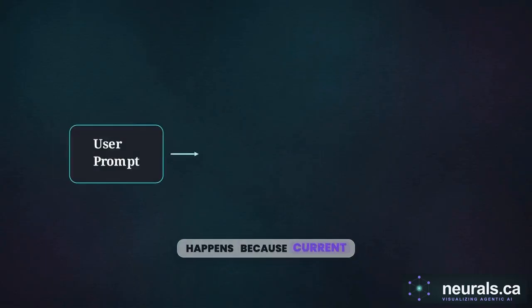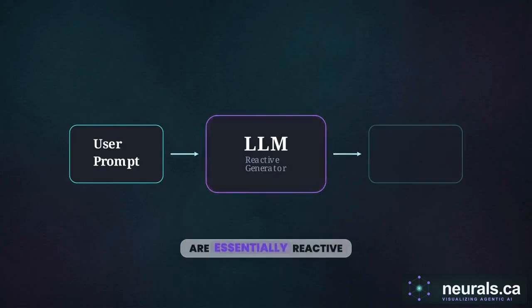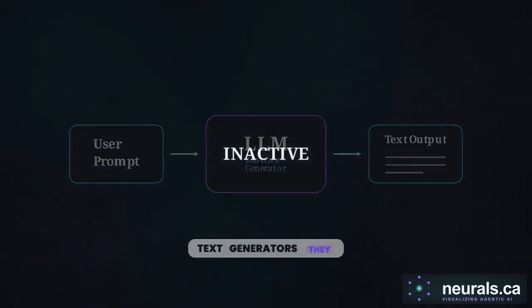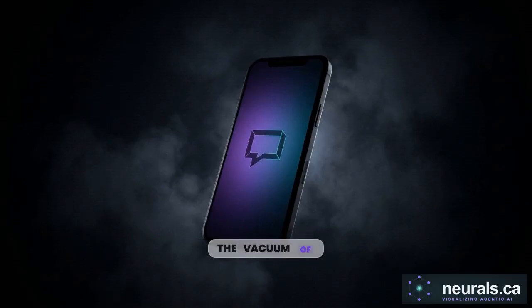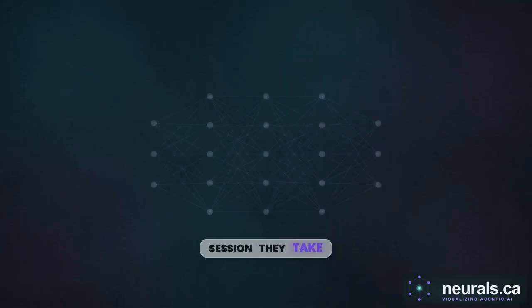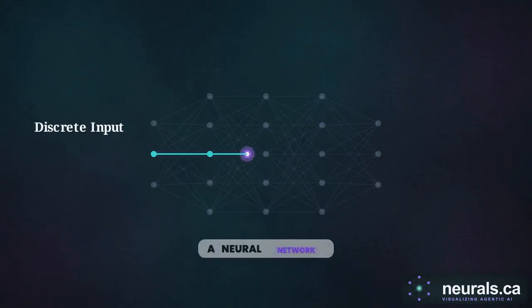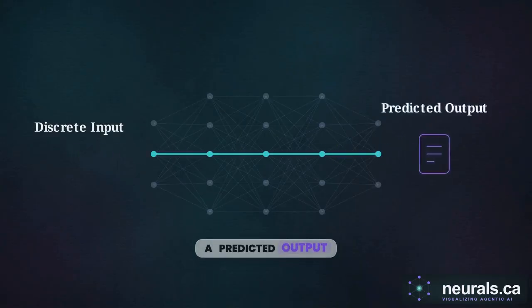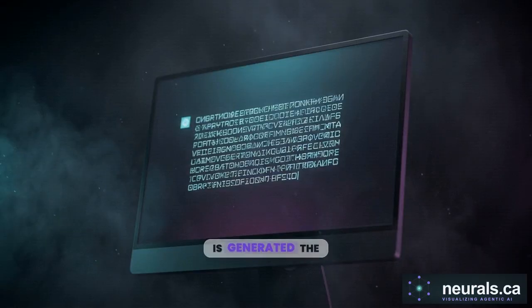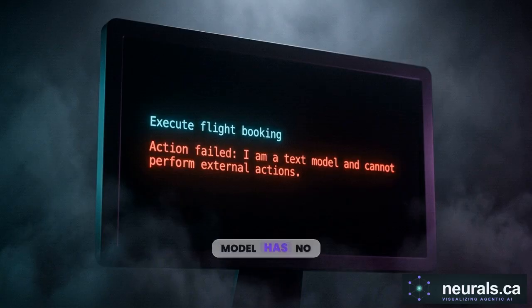That happens because current large language models are essentially reactive text generators. They live entirely within the vacuum of a single chat session. They take a discrete input, run it through a neural network, and spit out a predicted output. Once that response is generated, the process stops. The model has no persistent memory and no way to actually go execute the tasks it just described.